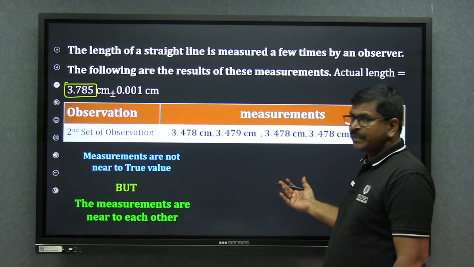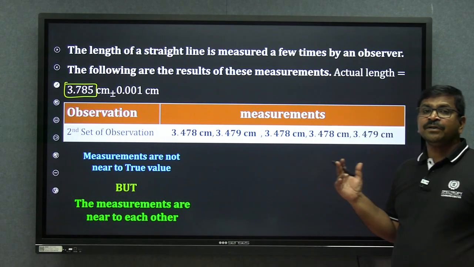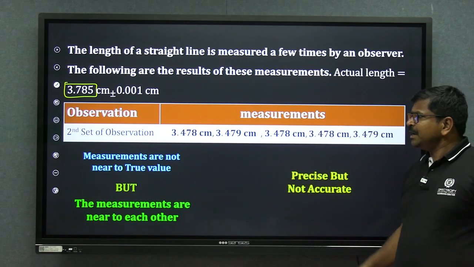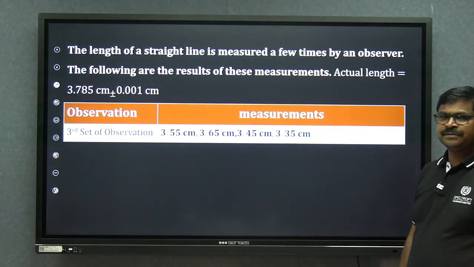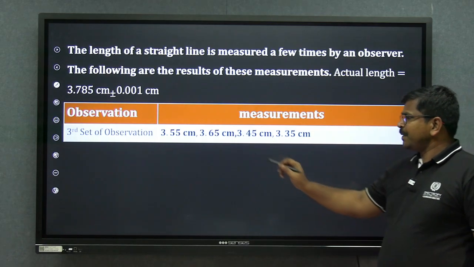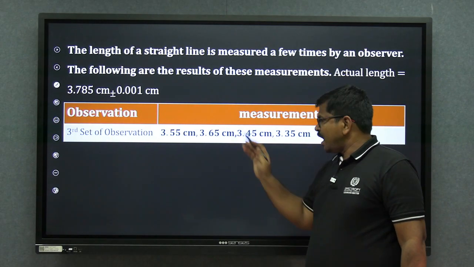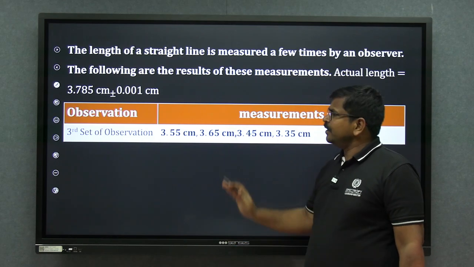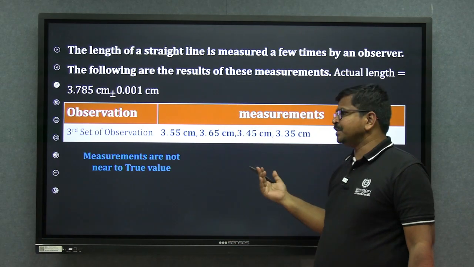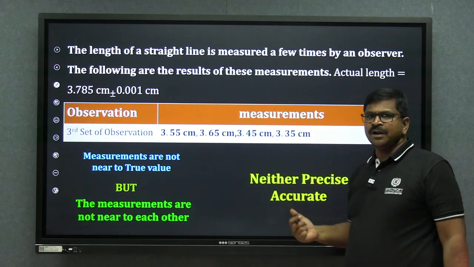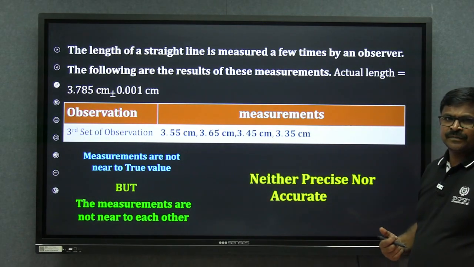So we can say it is not accurate but precise, or precise but not accurate. Let me consider another set of observations. Third set of observations: 3.55, 3.65, 3.45, 3.35. All are not near to the true value, and not near to each other. So here I can say neither precise nor accurate.